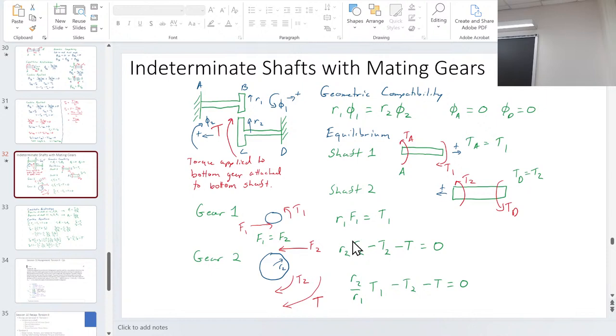Also, the linear displacement that they travel is the same. So R1 theta 1 and R2 theta 2 are the same. That's what we're getting at in this problem: we have geometric compatibility with R1 phi 1 and R2 phi 2, and we have equilibrium of the forces at the teeth of the gears. That's what's lining up. But then you get different torques.